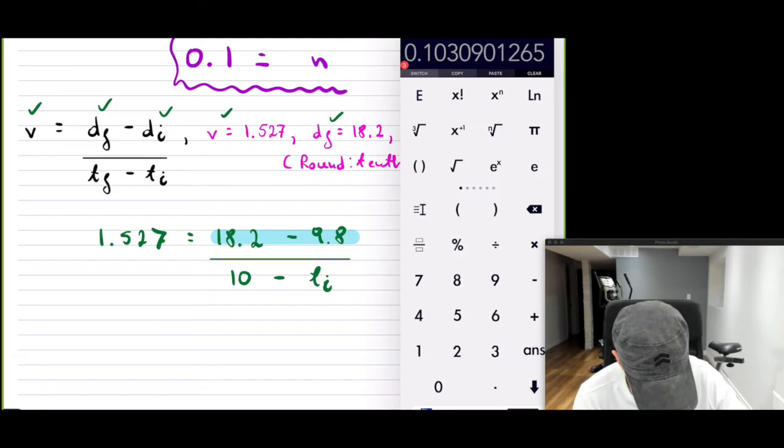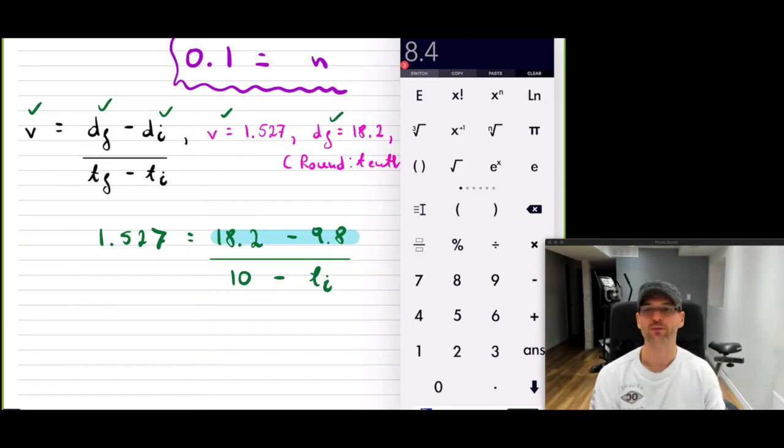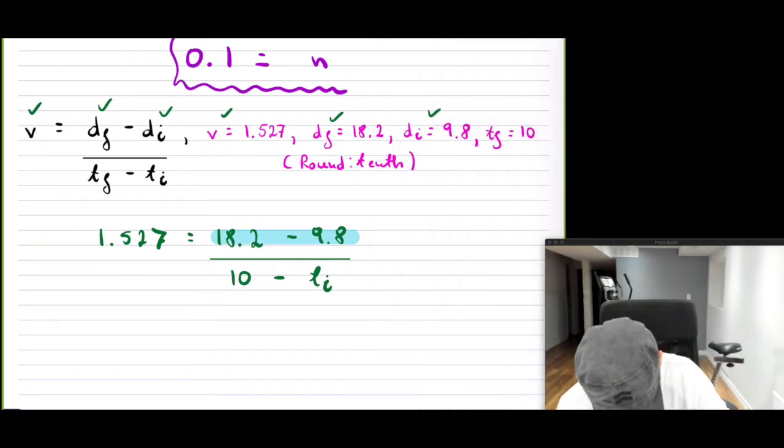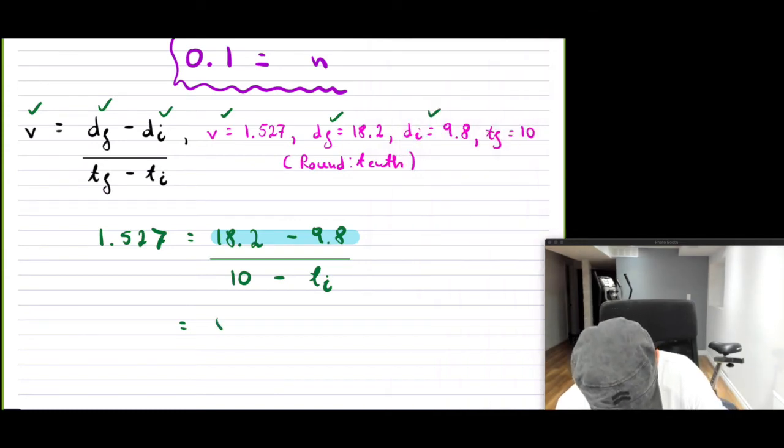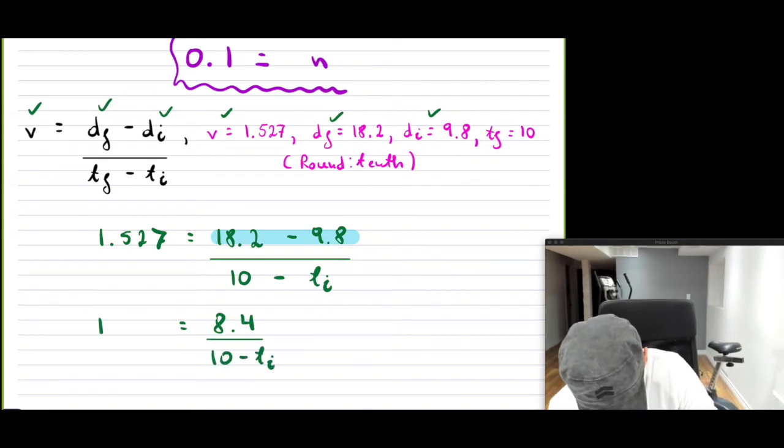So for example, I can do this subtraction in the numerator because I know those two numbers. You can throw it into your calculator, especially if you're nervous, if it's on a test or something. You can just write it down on the side. So my question becomes now, so was it 8.4? So we have 8.4 divided by 10 minus TI, and 1.527.